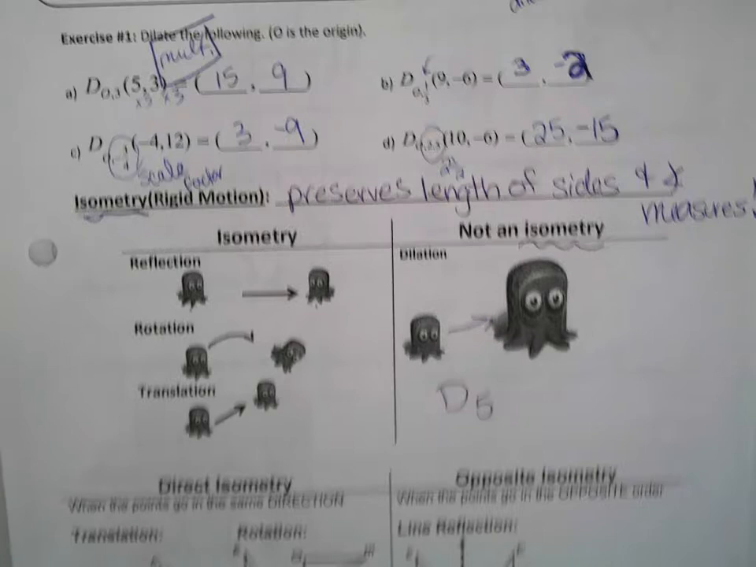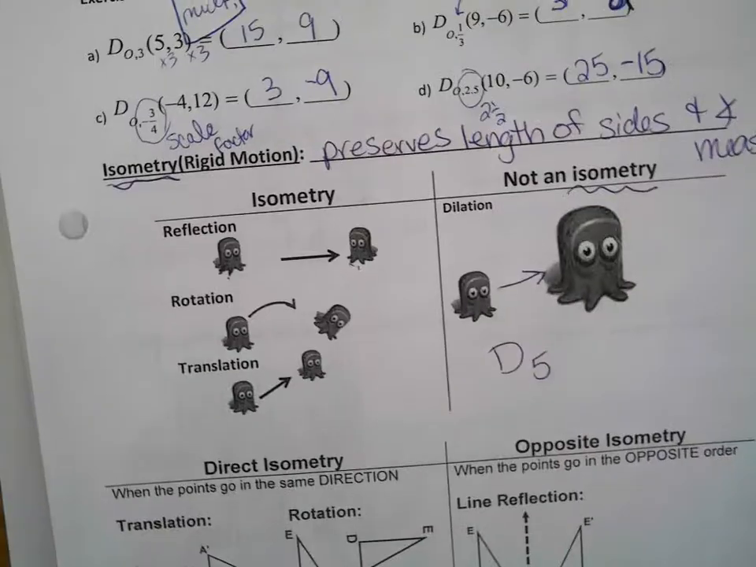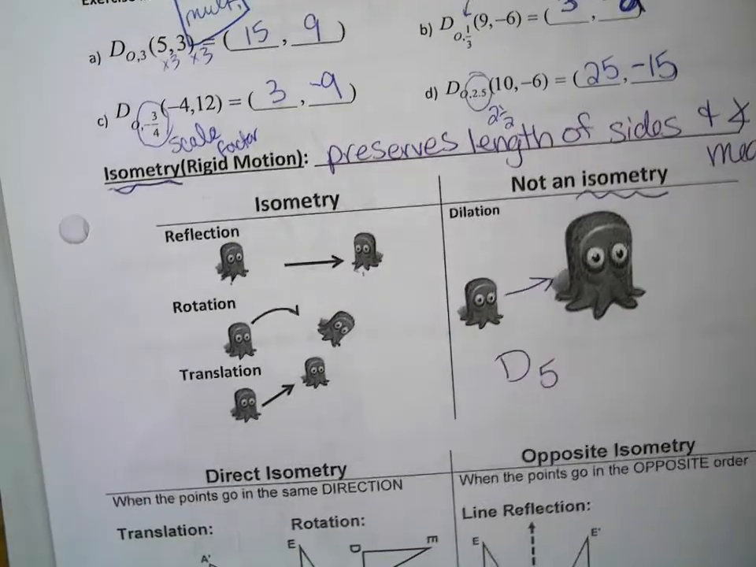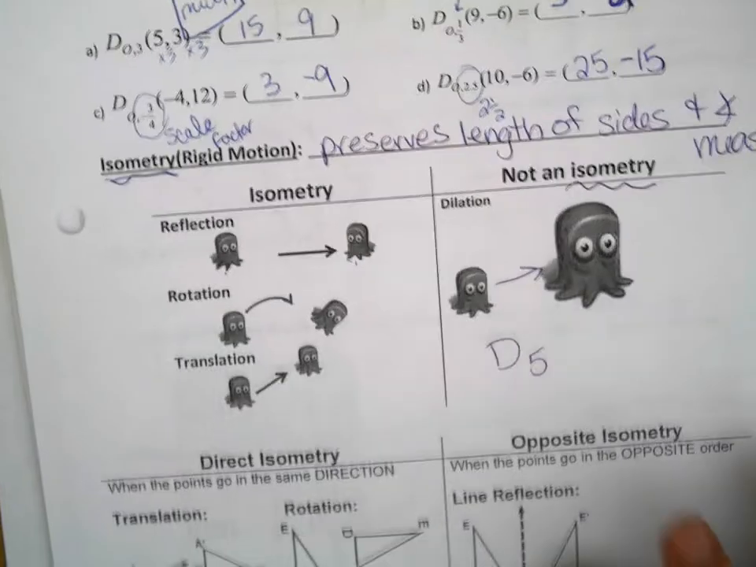We can go farther to talk about a type of isometry. So we can have what's called a direct isometry or an opposite isometry.